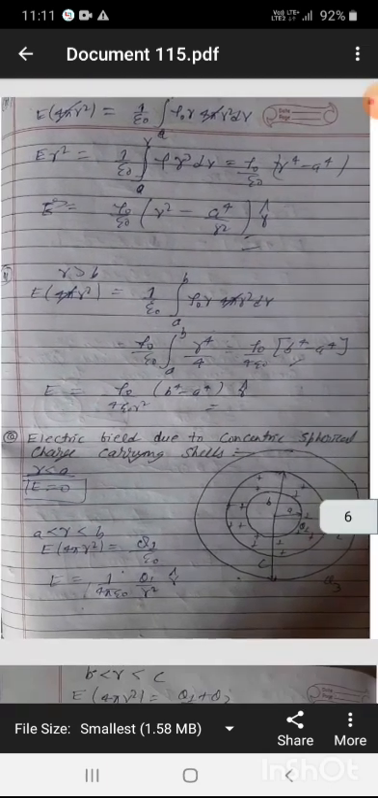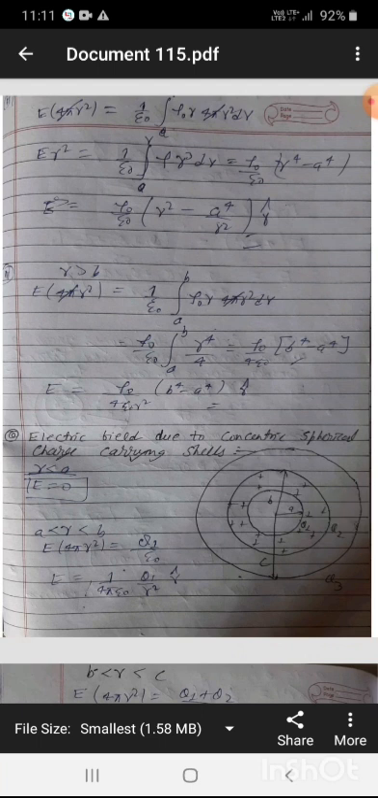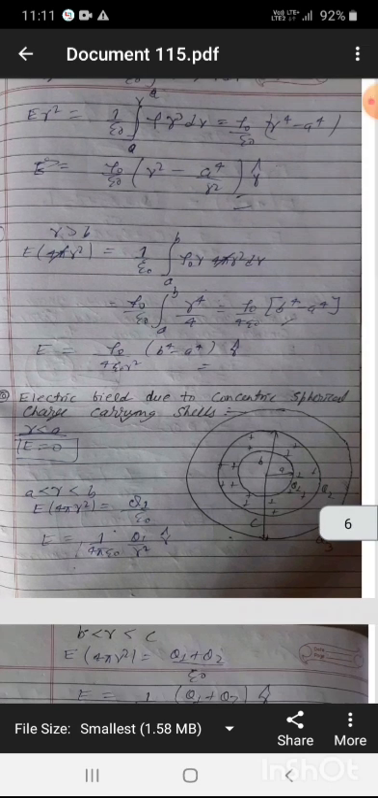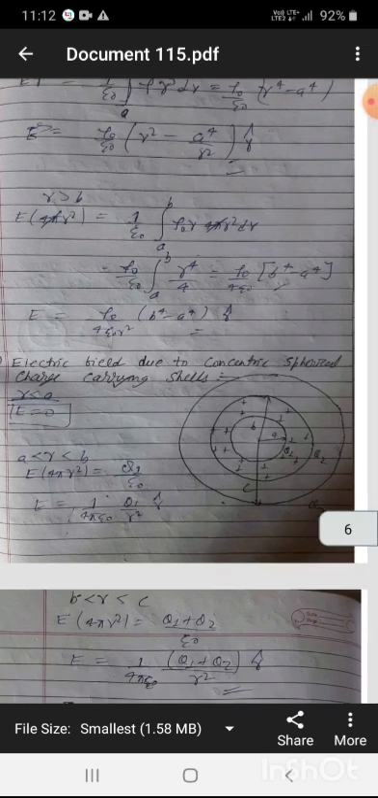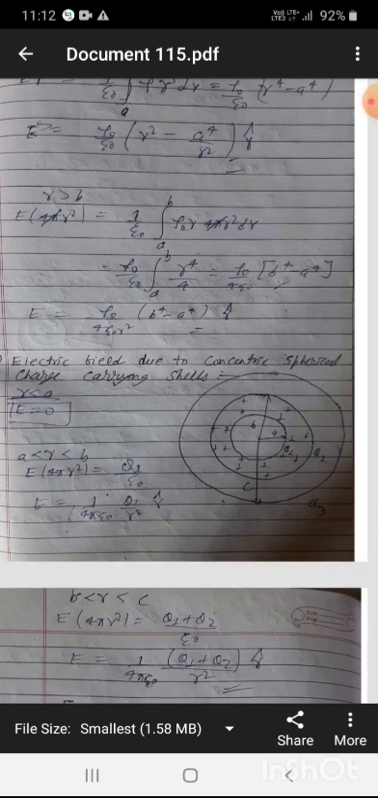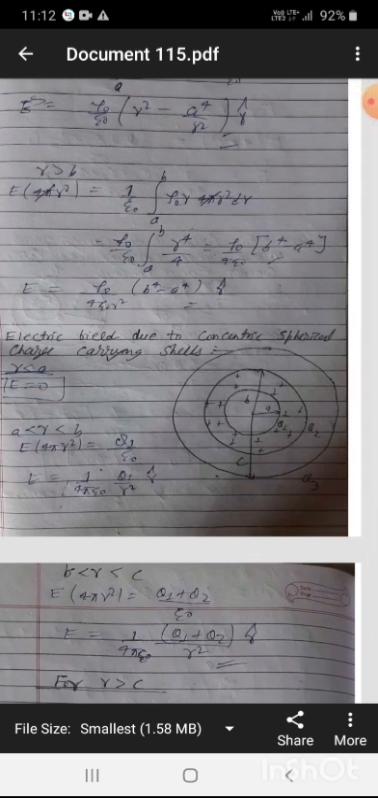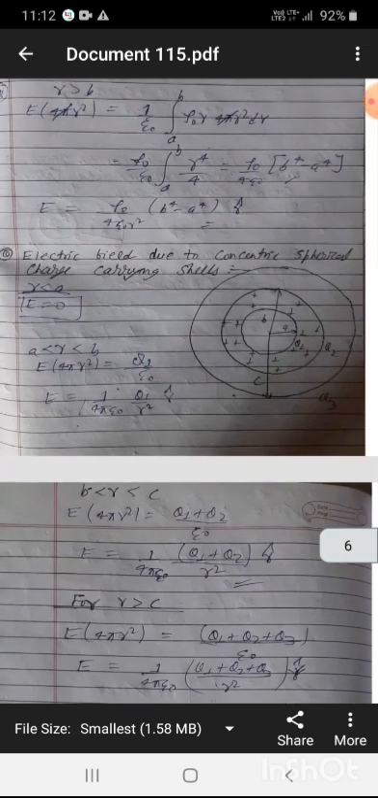Now for r greater than b, once again draw a Gaussian surface of radius small r greater than b. So applying Gauss law, E dot ds equal to q enclosed by epsilon naught. So we get E into 4 pi r square equal to 1 by epsilon naught integration from a to b rho naught r into 4 pi r square dr. Upon solving we get rho naught upon 4 epsilon naught r square into (b to the power 4 minus a to the power 4) into r cap.